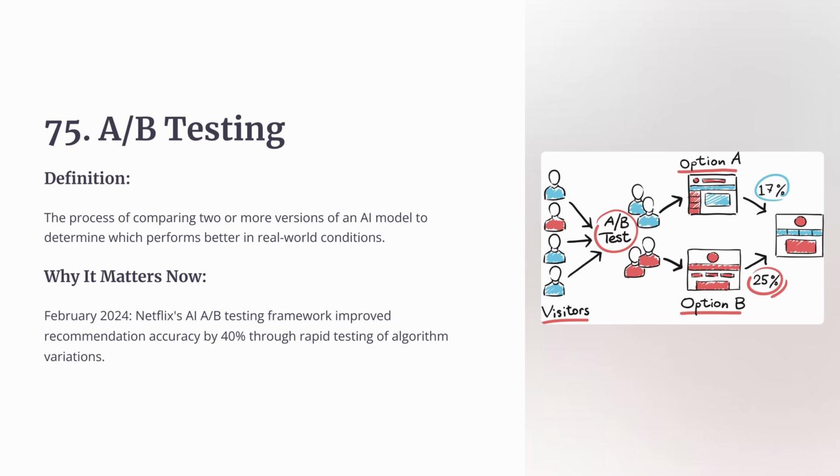A/B testing is the process of comparing two or more versions of an AI model to determine which performs better in real-world conditions. Think of this like a cooking contest where chefs prepare different versions of the same dish to see which tastes better. Netflix's framework shows why this matters. By quickly testing different recommendation algorithms, they've made their suggestions 40% more accurate at finding what you'll want to watch.